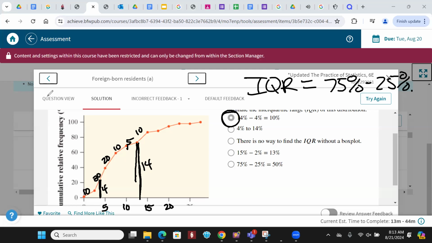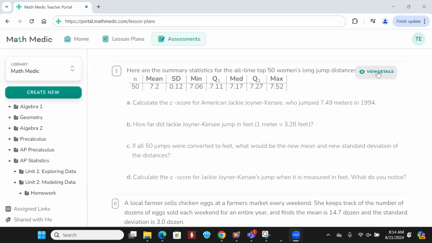I know these cumulative relative frequency charts are not so much fun. Okay, good. All right, going back to number 5. On number 5, what'd you get?